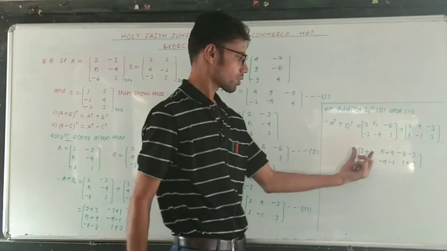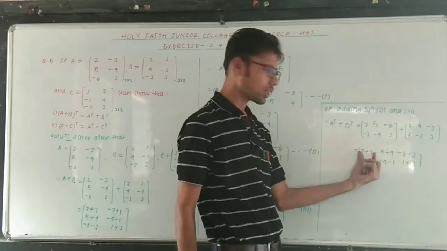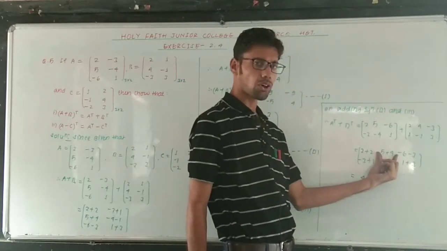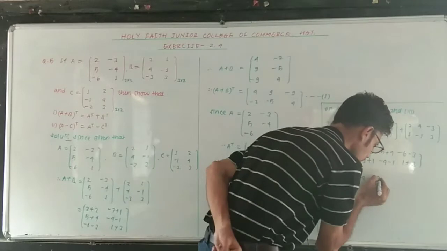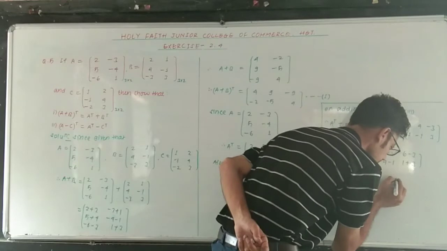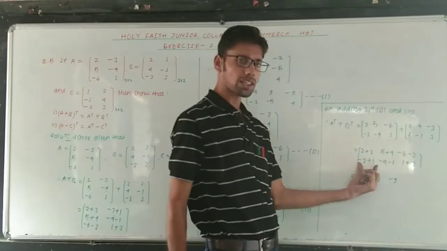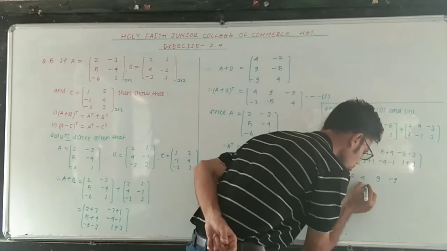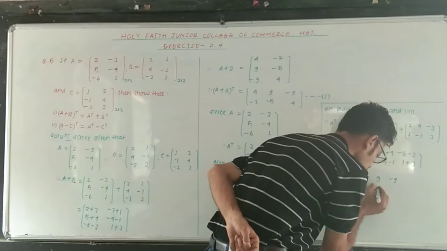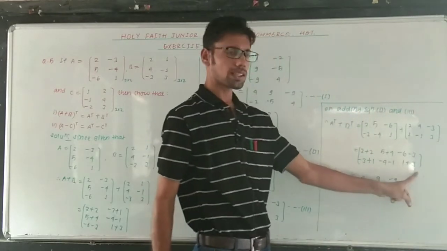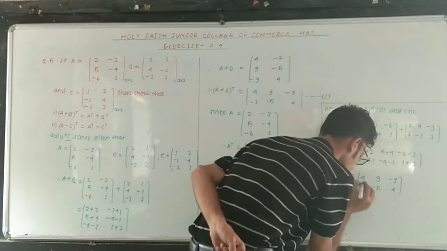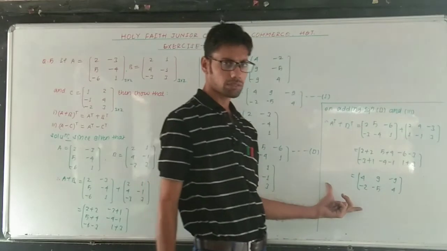Which is equal to 2 plus 2, it becomes 4, 5 plus 4, it becomes 9, minus 6 minus 3, it becomes minus 9, minus 3 plus 1, it becomes minus 2, minus 4 minus 1, it becomes minus 5, and 1 plus 3, it becomes 4. Are you getting the point?